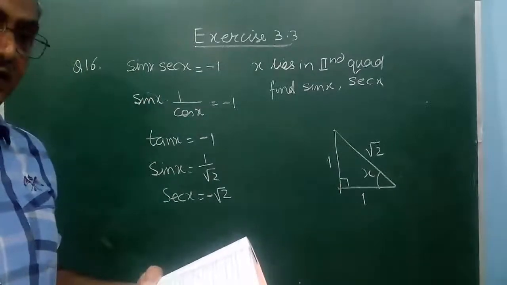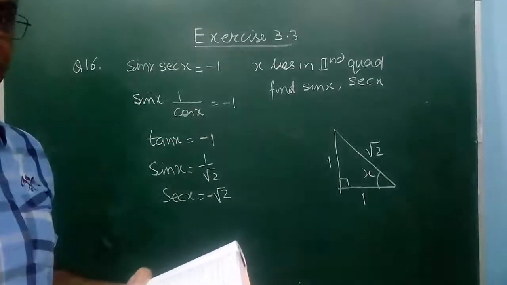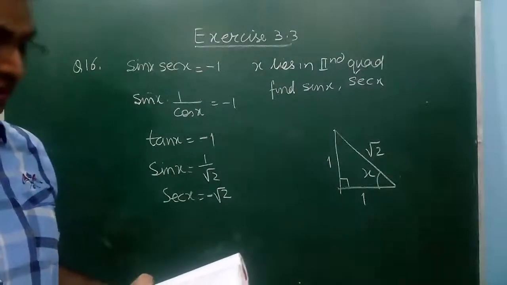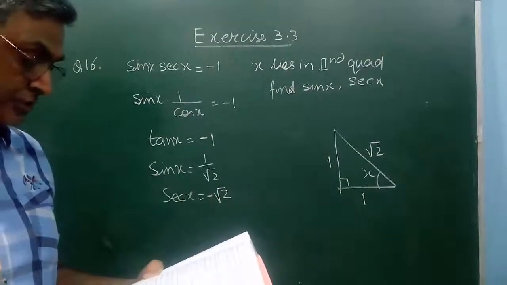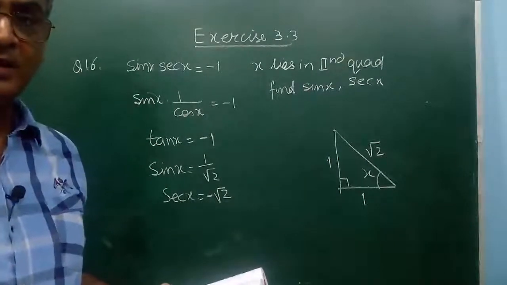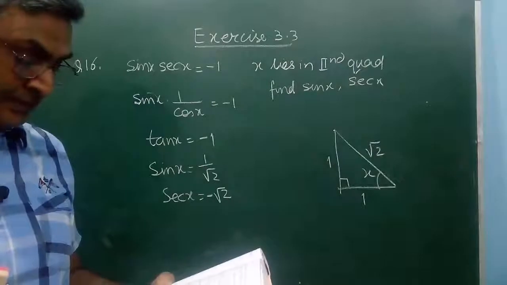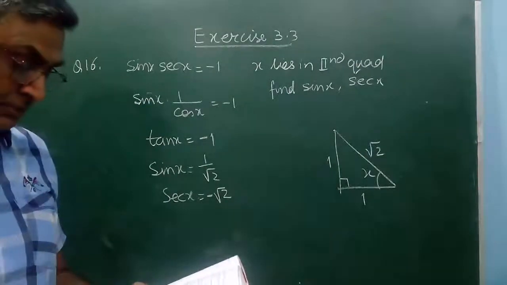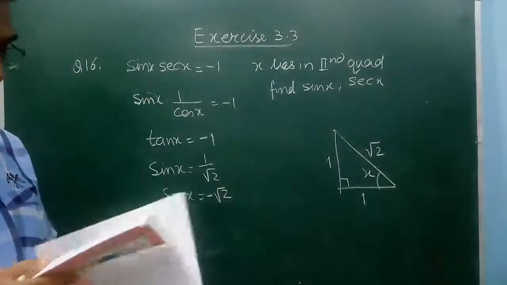And if tan is positive, that means it lies in the first quadrant or third quadrant. So you will get two values for sin and cos. You have to write it for the first quadrant and then for the third quadrant. In the first quadrant both will be positive, in the third quadrant both will be negative. So let us check the answer.